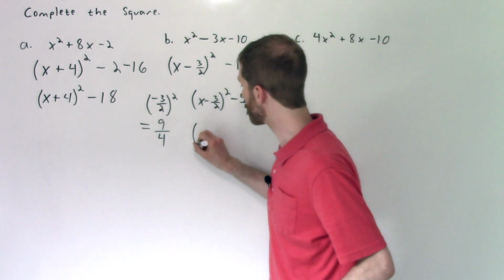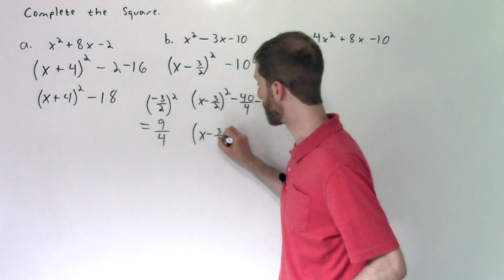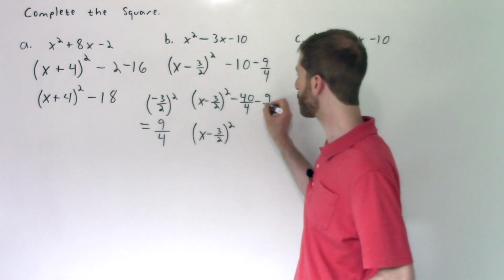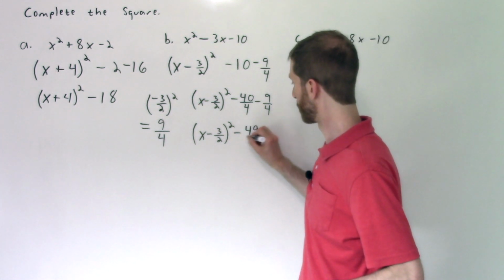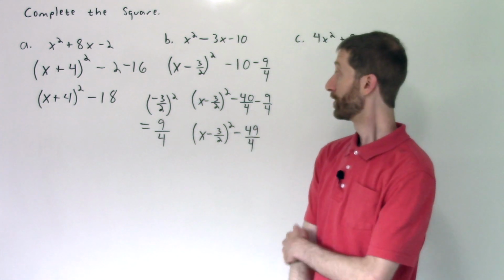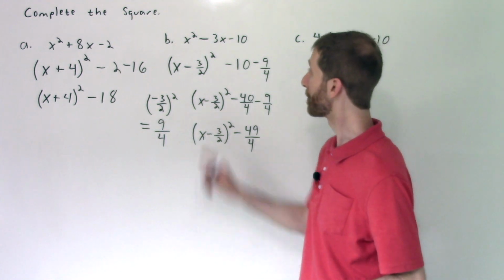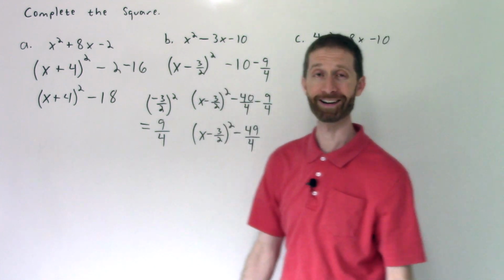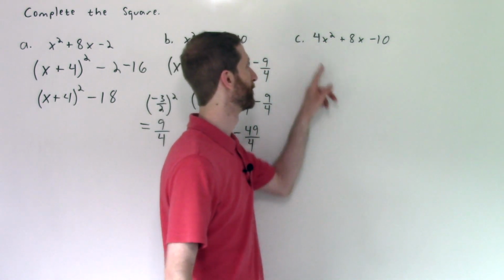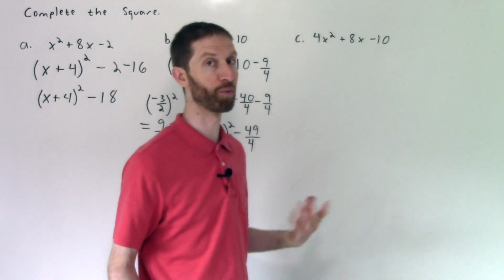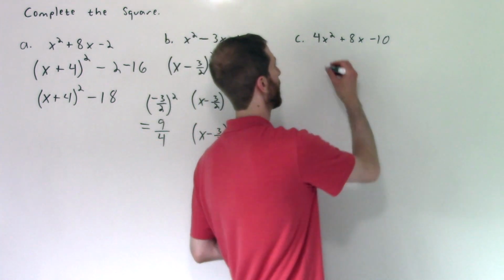We leave the completed square here because that really was one of our main goals. 40/4 minus 9/4, 49/4. And that's the completed square. Checking that, it will end up coming out to this, believe it or not. It's sweet. All right, one more. We've got a leading coefficient that isn't 1. What do? Have no fear.